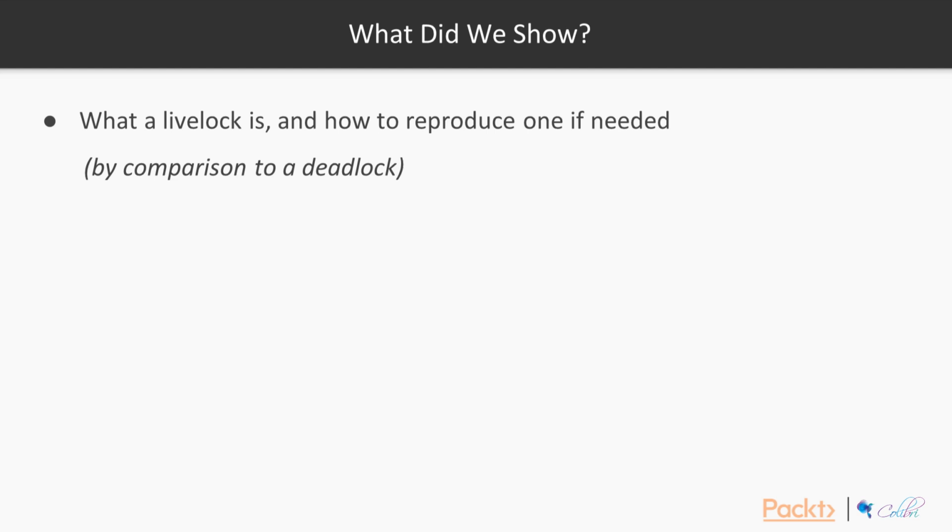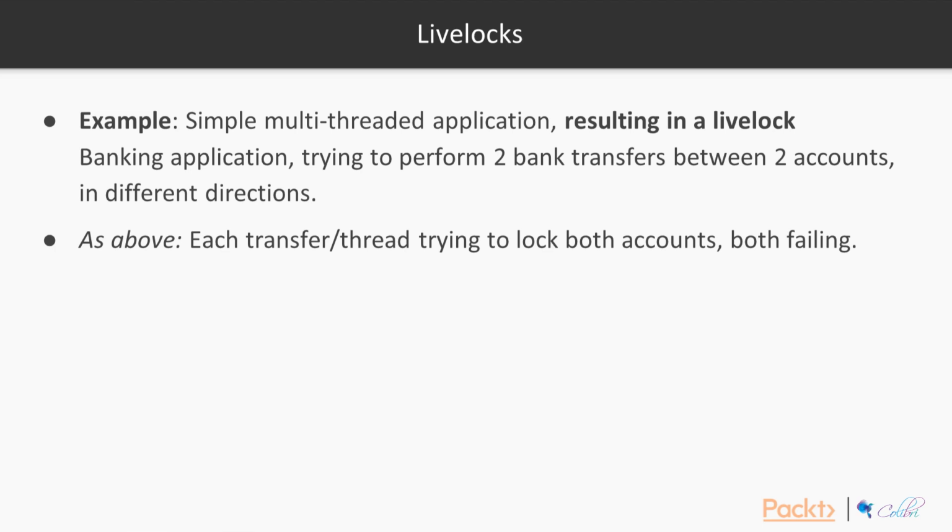As a quick recap, in this coding exercise, we have seen what a livelock is, as opposed to a deadlock, and how in a livelock situation, multiple threads are continuously retrying to gain access to a shared resource, but all failing. A more practical version of this example is a banking application. Imagine you have two bank accounts and there are two pending transfers between the two accounts in different directions. The first transfer aims to move an amount from account A to account B, while the second transfer aims to move another amount from B to A.